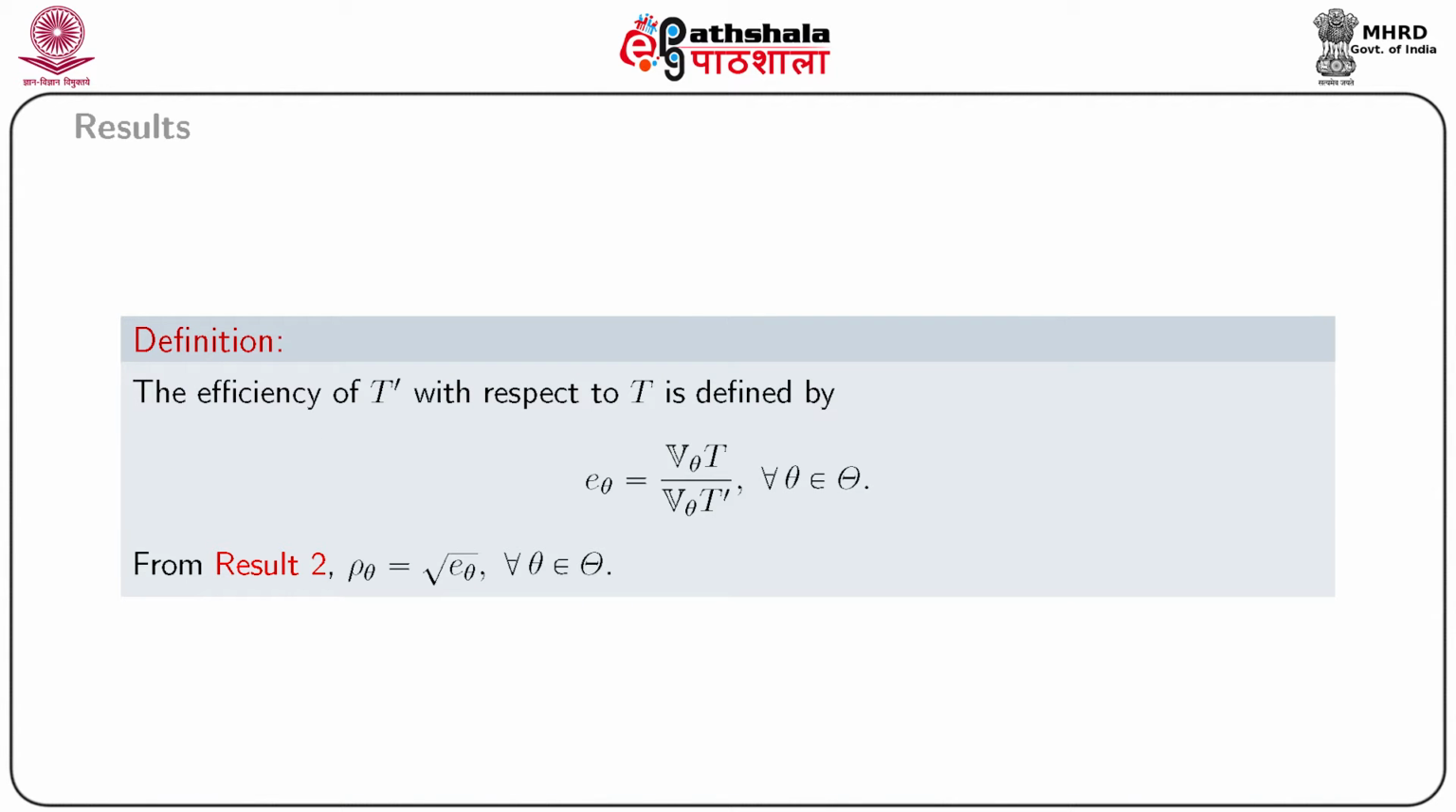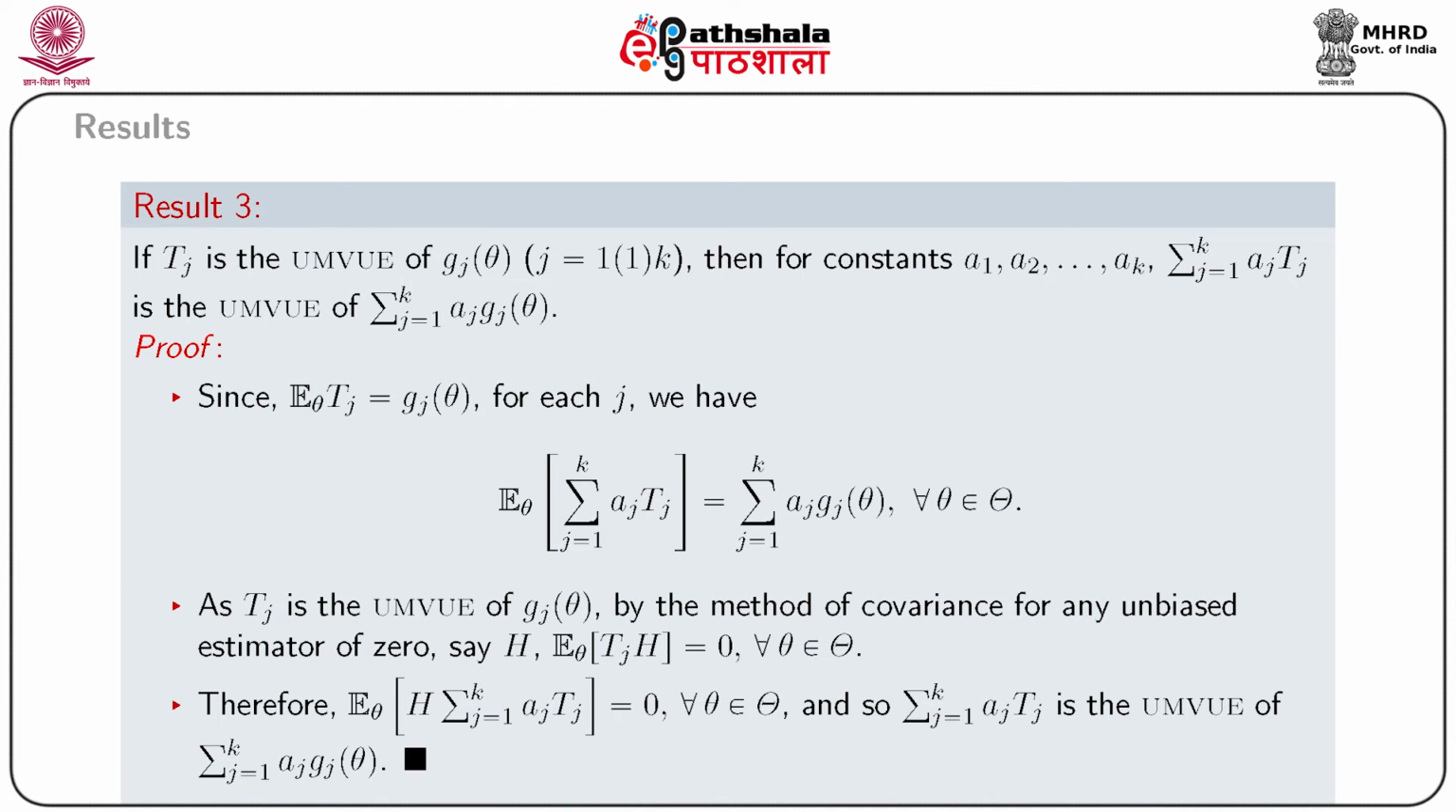Note: the efficiency of T dash with respect to T is defined by E theta equals variance of T divided by variance of T dash for all theta. From the above result, we get rho theta equals root over E theta for all theta. Next, we consider result 3.